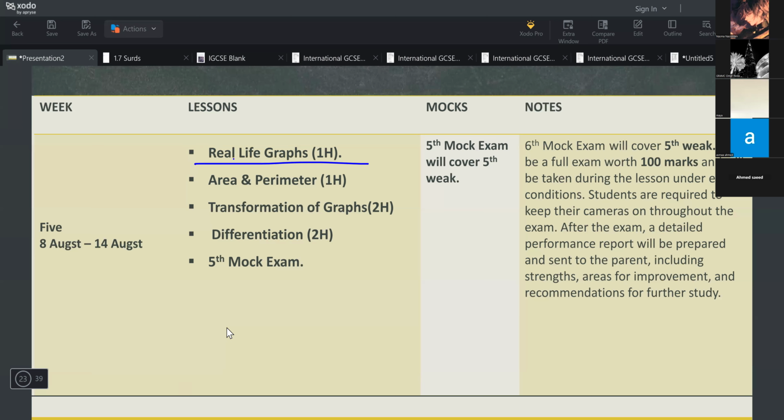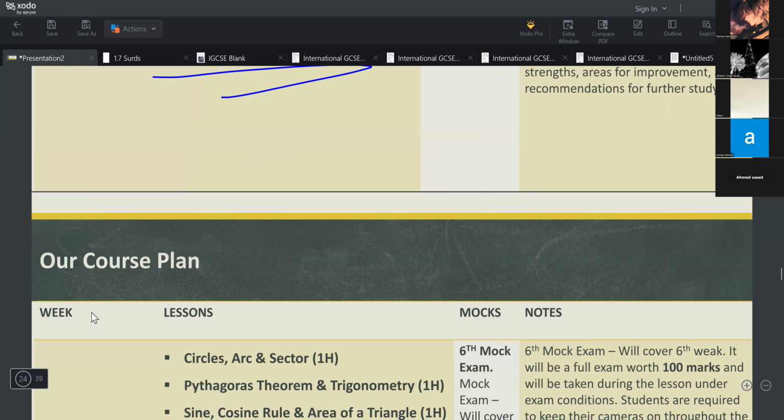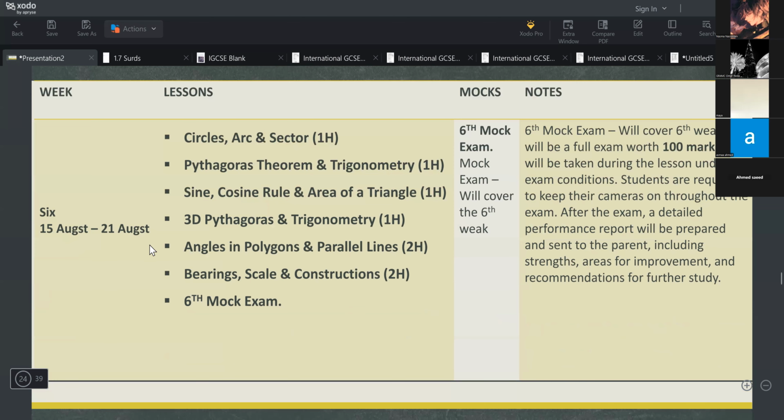And we will start geometry and demonstration: area and perimeter, 2 lessons for unit 1 each and 2 lessons for unit 2 each. And our fifth mock exam. From 15 August to 21 August, geometry and demonstration also: circle, arc, and sectors for class 1.